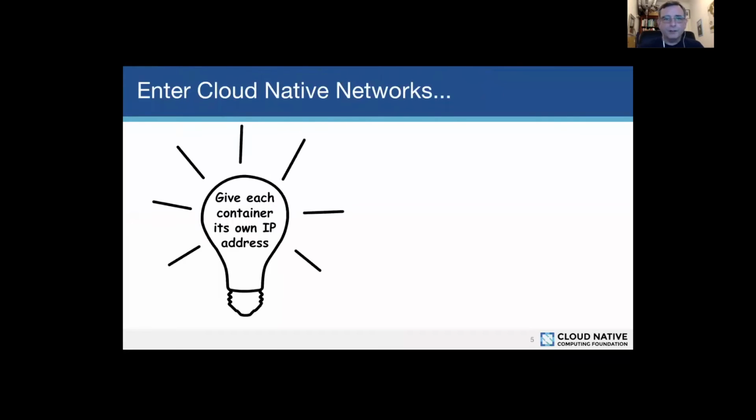Next slide. Yeah. So the idea, not that brilliant, I guess: give each container its own IP address on a container network, on a network where all the containers on all the machines are going to be able to talk to each other.